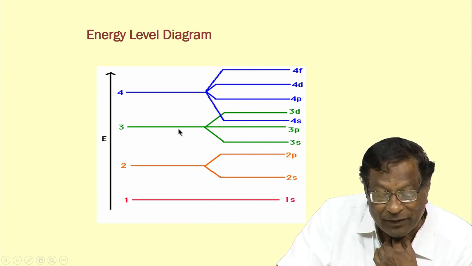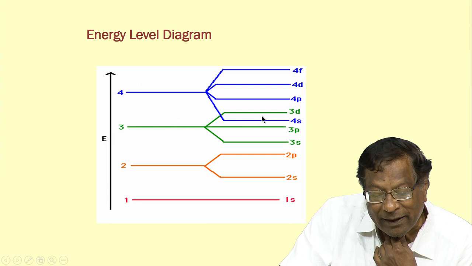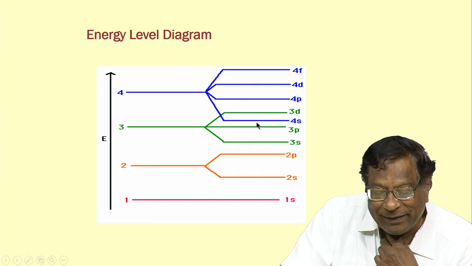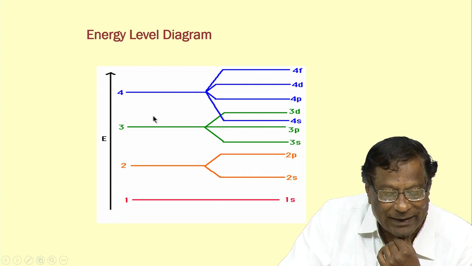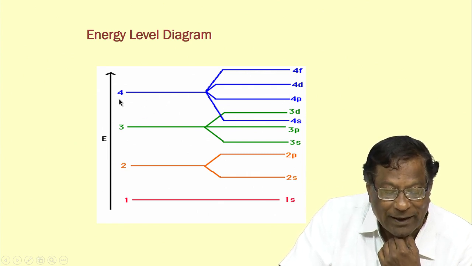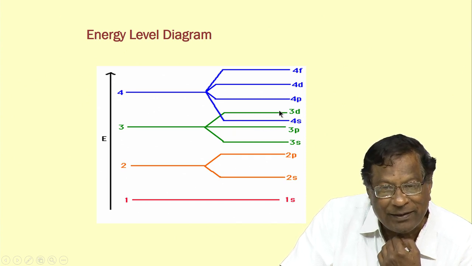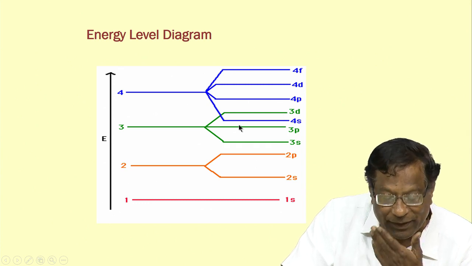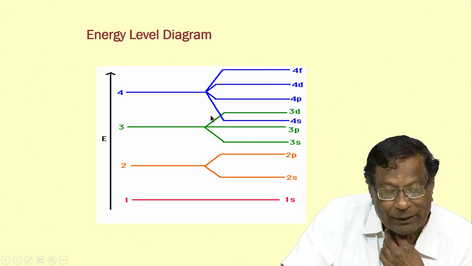Okay. So, here you can see that 3d is located at a higher energy level than 4s. This is a consequence of the electronic filling and quantum mechanical theory. It is in accordance with that. So, when n is equal to 4, it will have 4s, 4p, 4d and 4f, but 4s has lower energy than 3d.